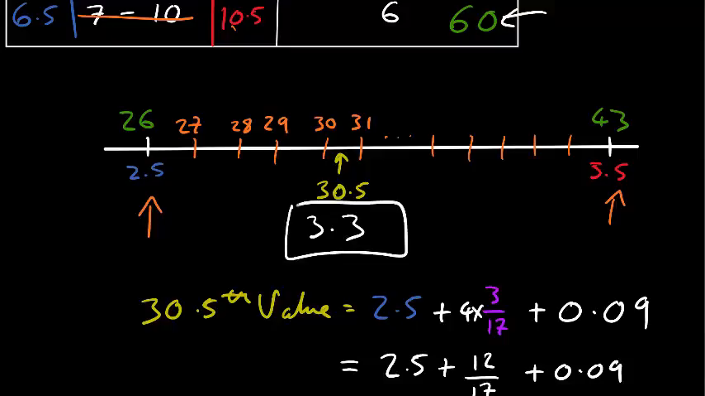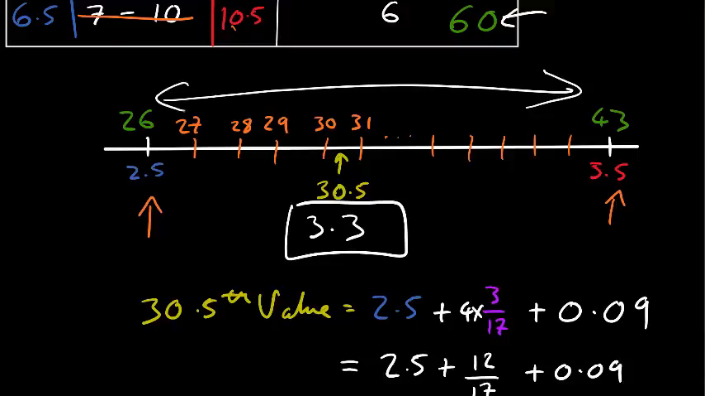It's a lot of work, but hopefully if you can visualize what's going on, just draw your number line, assume that it's called linear interpolation. It's basically assuming that all of those data points are equally spaced in that interval. And then you can work out from there the 30.5th value.